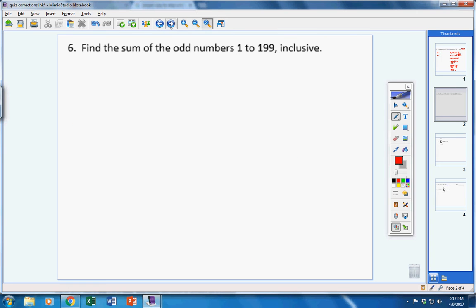Number 6. So we're still on quiz number 23, number 6. We're going to find the sum of the odd numbers from 1 to 199. Now, that means I have odd numbers starting at 1, 3, 5, 7, dot, dot, dot, all the way to 199. Now, the first thing you need to notice is you do have an arithmetic sequence or series because you're adding 2 over and over. Do you see that?